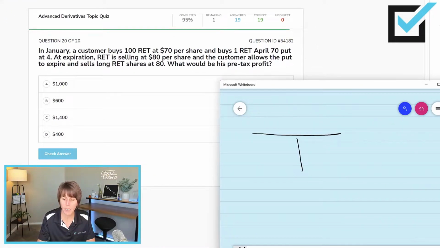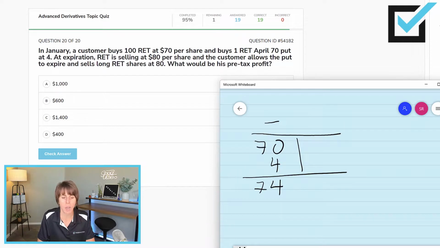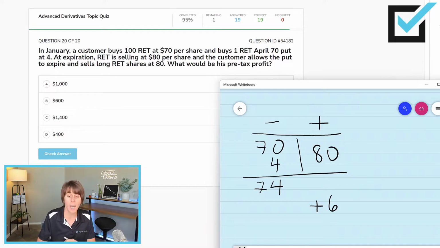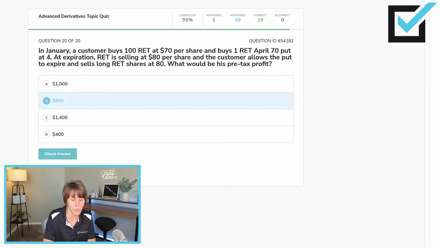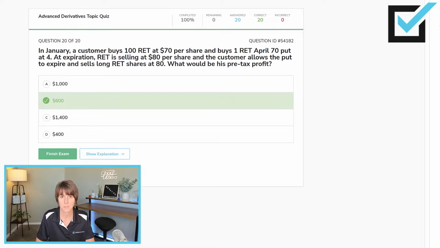What we have here is a stock purchased at 70 with a put purchased at 4. So we call this a married put. So 74 is the cost basis. The shares are sold, money in the investor's pocket at 80, leaving them with a net position of $6 a share. Times 100 shares, $600 would be the customer's pre-tax profit.